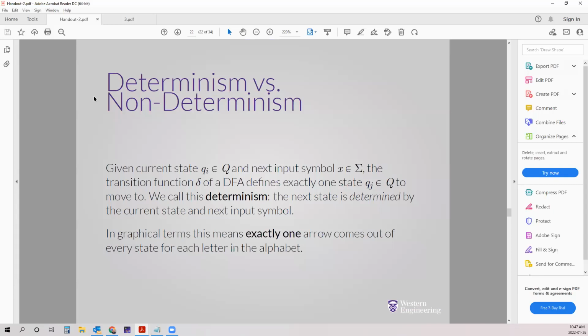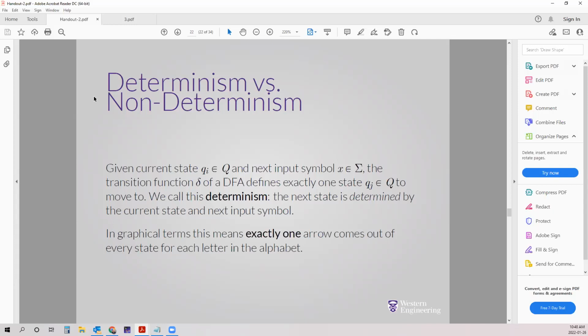Given the current state Qi belonging to Q and the next input symbol X belonging to the alphabet, the transition function delta of a DFA defines exactly one state, Qj, belonging to Q, to move to. We call this determinism. So once we receive an input, we know the next state. The next state is determined by the current state and the next input symbol. Once I have the current state and the next input symbol, then I know the next state.